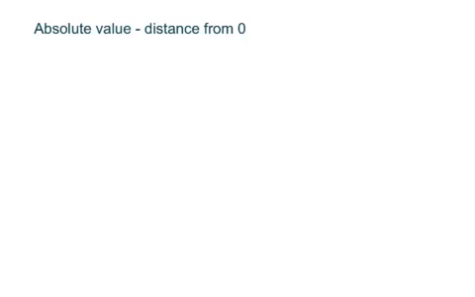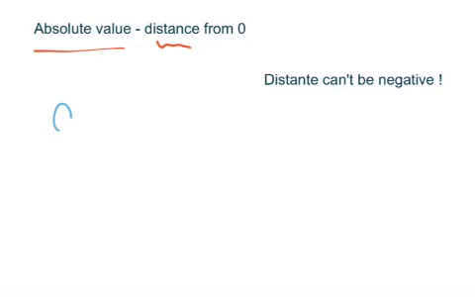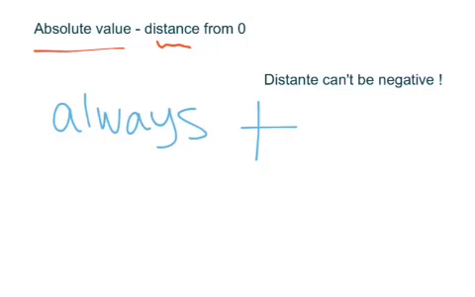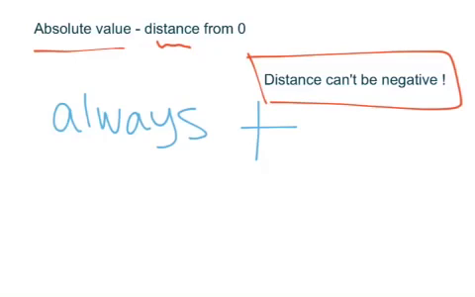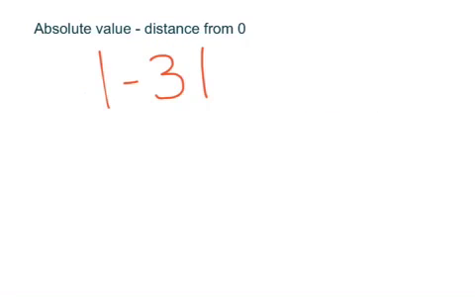Let's talk about absolute value. Absolute value is the distance from 0. Finding absolute value, you're always going to have a positive number. And that's because of this rule right here: distance can never be negative. If you see a problem like this, it's asking you to find the absolute value of -3. These little bars on the side are the symbols for absolute value.